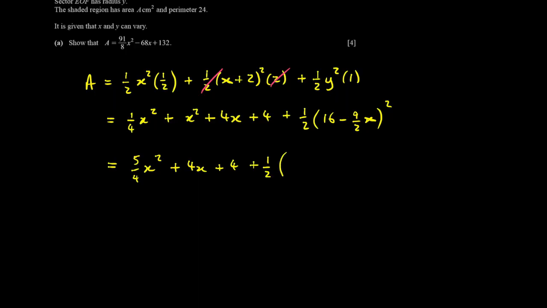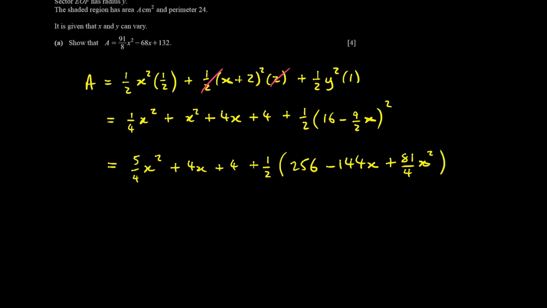16 squared. I think it's 256, isn't it? Sorry, brain's not fully functioning. Let me just check that with the calculator. 16 times 16, yeah, 256. And 16 times by 9 upon 2, well, that's going to be the same thing as 8 times by 9, isn't it? Which is 72. We've got 2 of them, so that's minus 144x. And then we've got the negative 9 upon 2x all squared, which is going to be positive 81 upon 4 x squared.